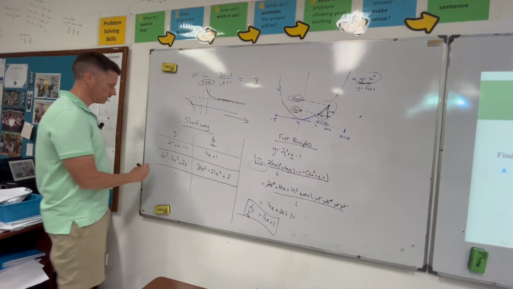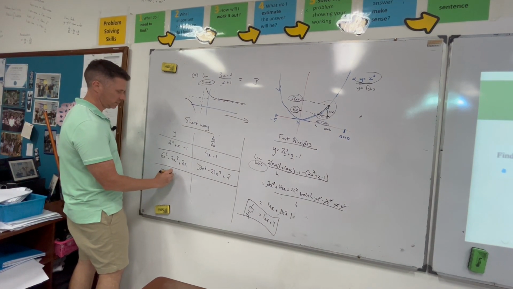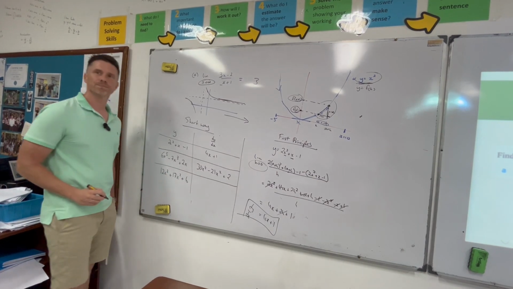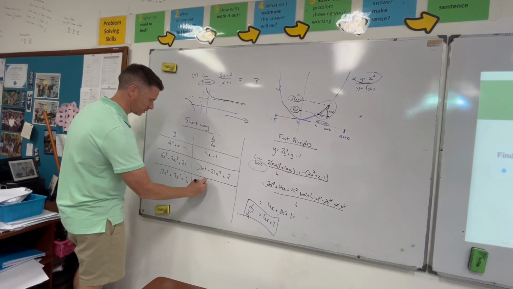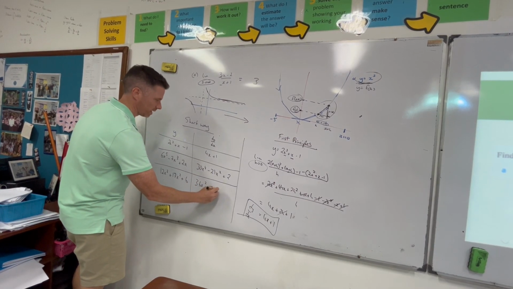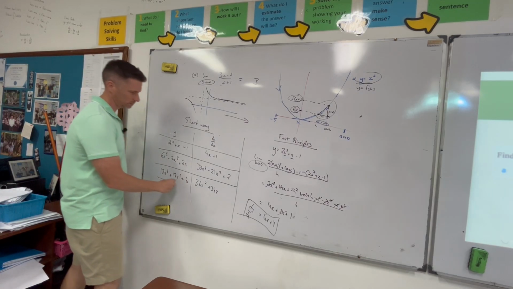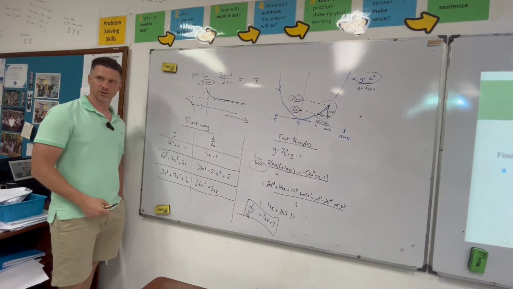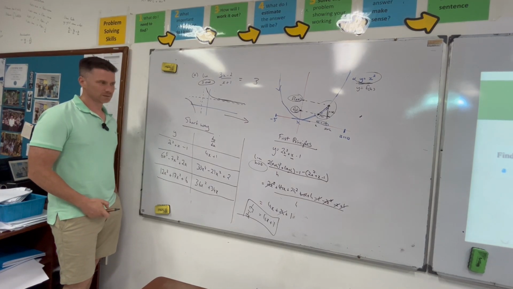All right, I'll do another one. 12x cubed plus 17x squared plus 6. The derivative is 36x squared plus 34x. You got it? Yeah, I see it.